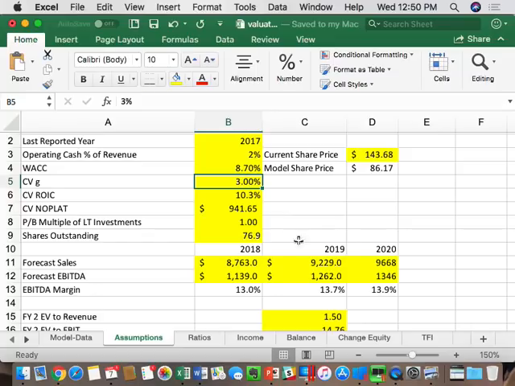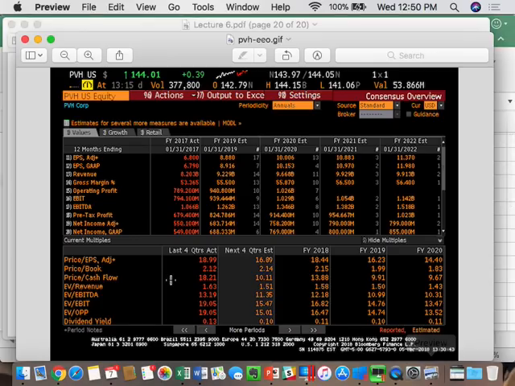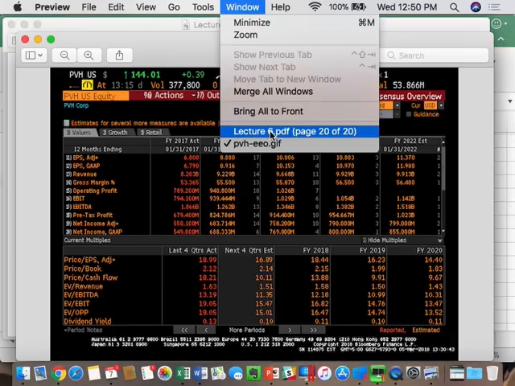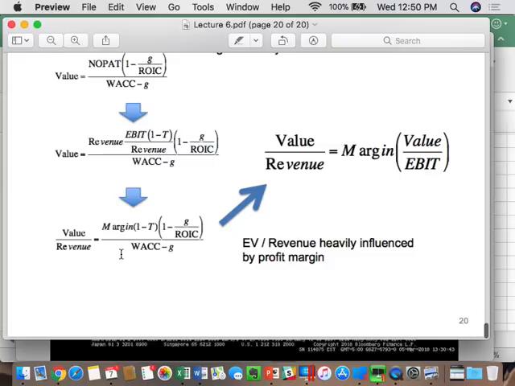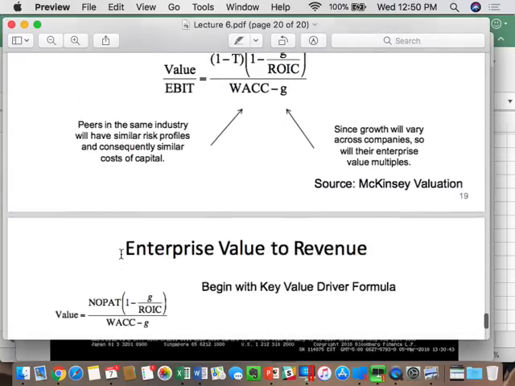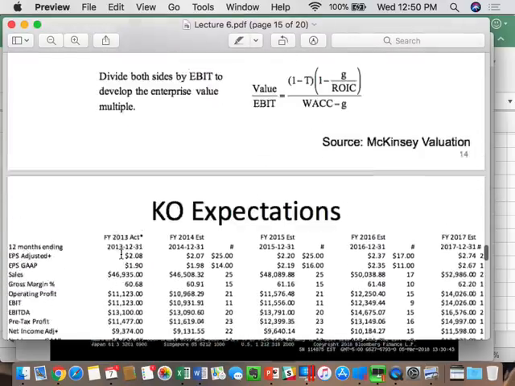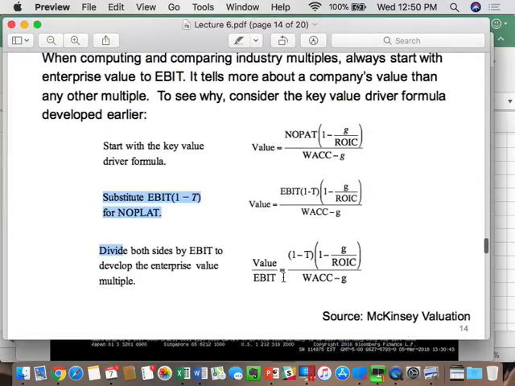Okay, so here's the other thing. Let's go back to the multiples. So in the upcoming lecture on multiples in the book, this is the formula for EV to EBIT, forward EV to EBIT. So we know our EV to EBIT multiple based on the market today. Tax rate, we already estimated a tax rate. WACC, we estimated a WACC. And ROIC, we've estimated an ROIC for the firm.